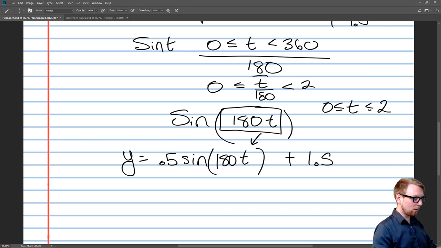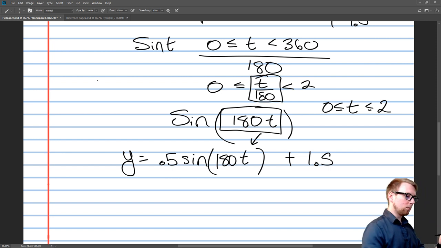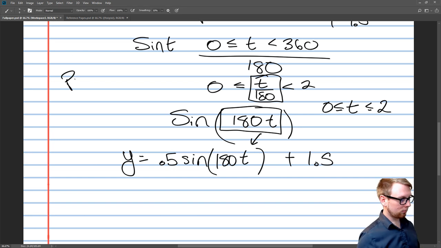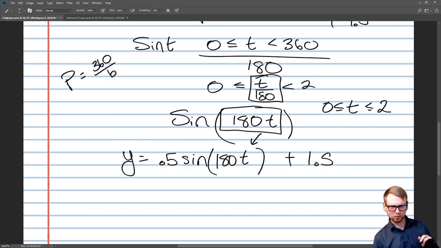Remember, this number right here, when we did our period, the period is 2 pi divided by b, or if you use degrees, 360 degrees divided by b. I think that's the one you use. Your textbook.